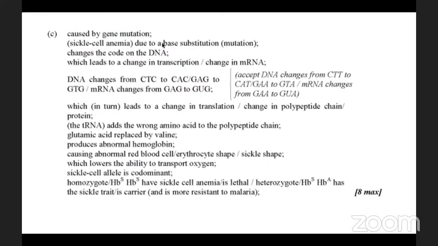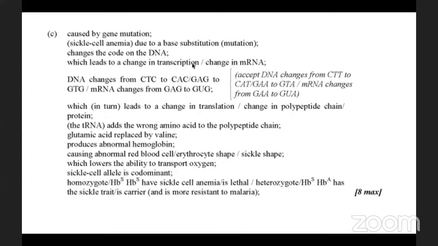Okay, because sickle cell anemia is a case study, we need to know in detail which gene is actually responsible for it. So number one, it's caused by gene mutation. Obviously, like any genetic disease, it's caused by a gene mutation, specifically a base substitution. It is okay if you can't remember base substitution as a term because we don't cover it in great detail. But the most important thing is that it changes the code on the DNA, which leads to a change in the transcription, a change in mRNA.